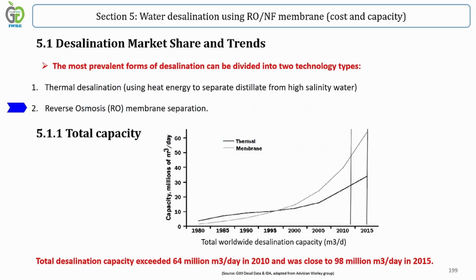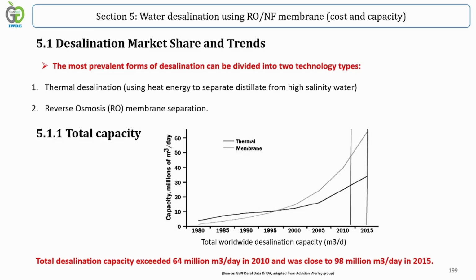The second technology is reverse osmosis membrane separation, which uses a membrane barrier and pumping energy to separate salts from high salinity water, typically less than 45,000 mg per liter. Desalination technologies are capable of treating water from a wide variety of sources, including but not limited to brackish groundwater, surface water, seawater, and domestic and industrial wastewater.